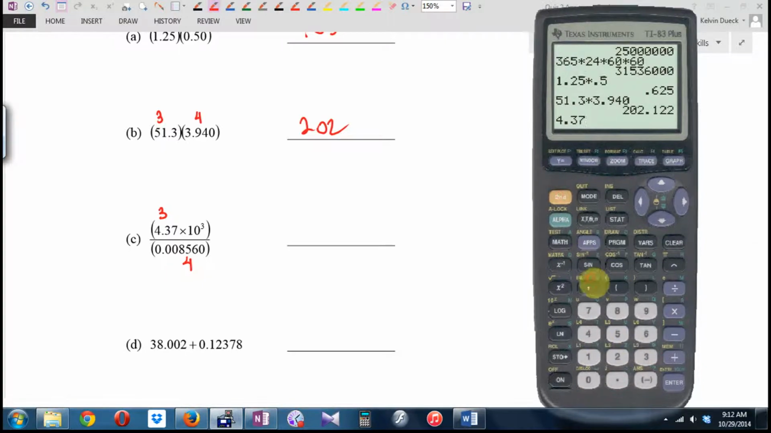4.37, scientific notation button 3, divided by 0.008560. Oh, typed something wrong. Oops, hit the wrong button. 4.37, scientific notation button 3. Is that right, Mr. Dueck? That looks better. Do you get 3 sig figs?